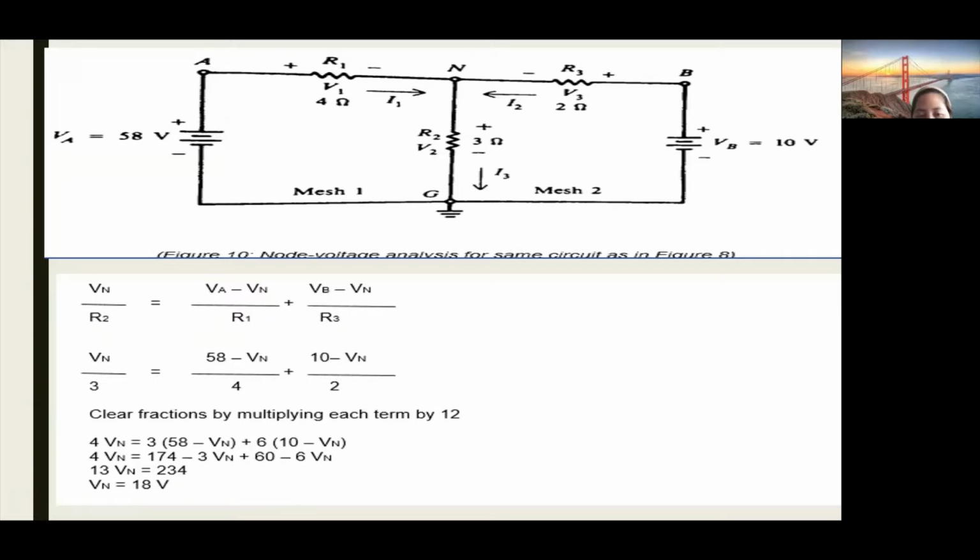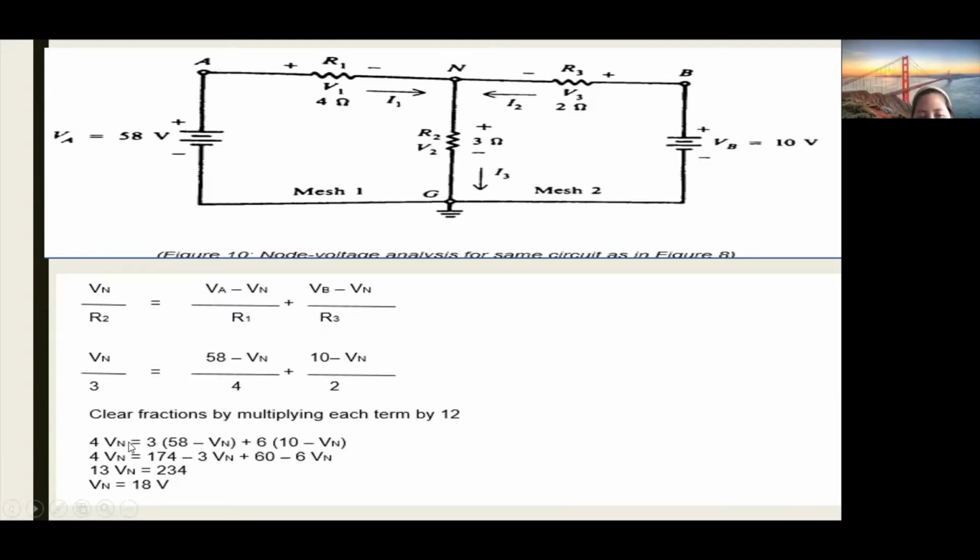We have here 12 over 2, because of R3. 12 divided by 3 is 4. So clear fractions by multiplying each term by 12. 696 divided by 4 is 174. Then 12 divided by 4 is 3, so 3 Vn.